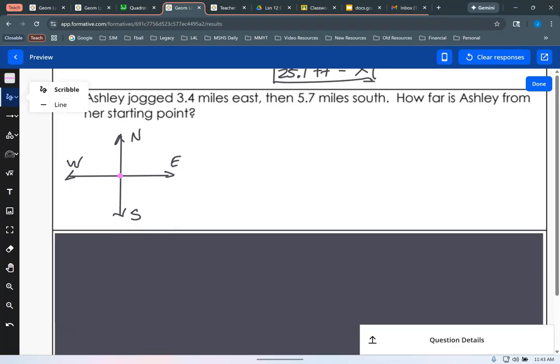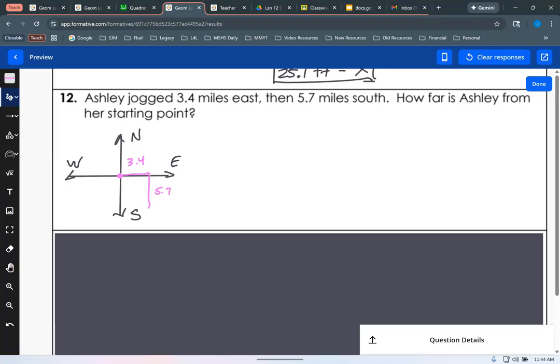And then she goes 3.4 miles east. So that would be this direction here, right? So she goes this way, and that's 3.4 miles. And then she turns and she goes 5.7 miles south. So that would be this way.